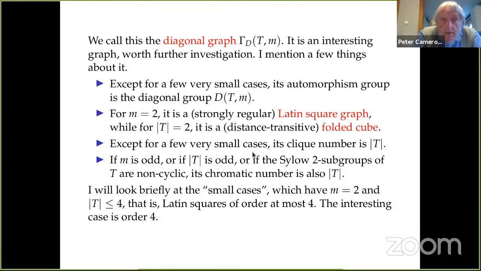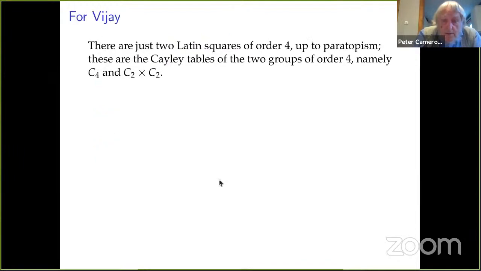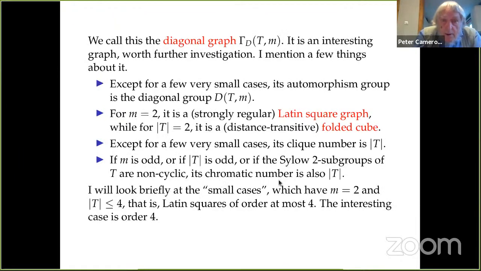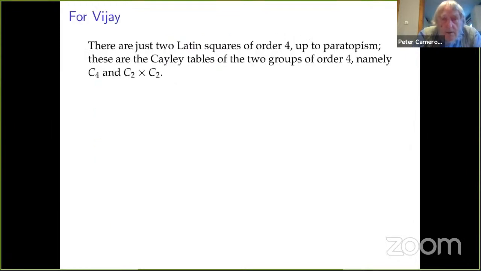The clique number, except in small cases, is equal to the order of T, the order of the group. And the chromatic number is also the order of the group under some hypotheses. If m is odd, or if the group has odd order, or if the group has non-cyclic Sylow subgroups, then the chromatic number is also the order of T. So the graph is what people sometimes call weakly perfect. That's not true in the remaining case, and we don't know what the chromatic number is.